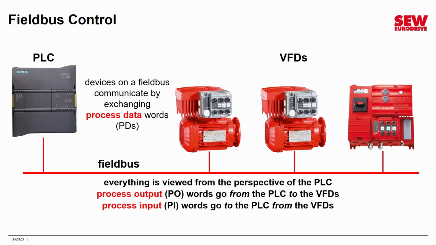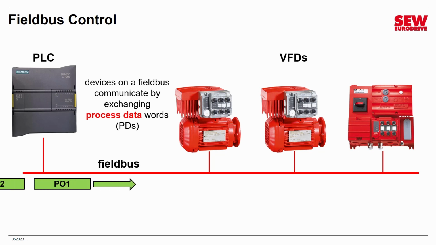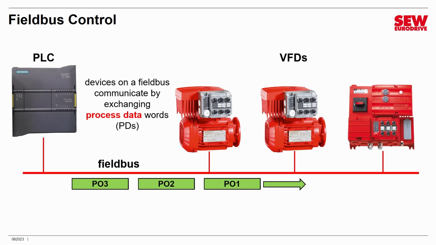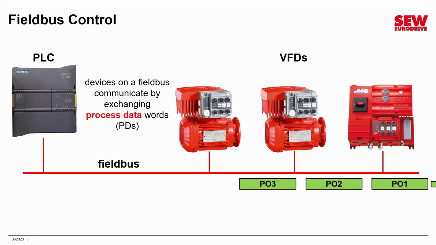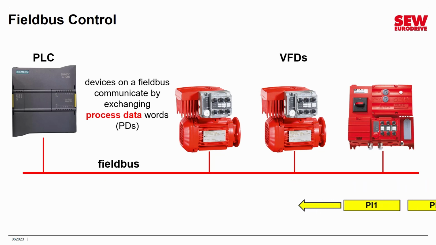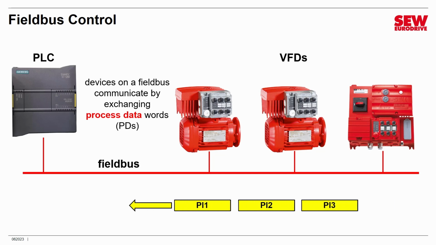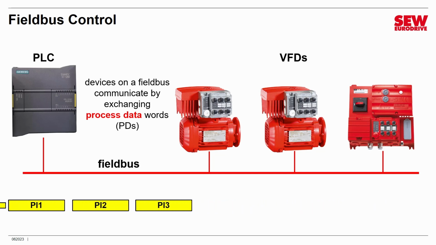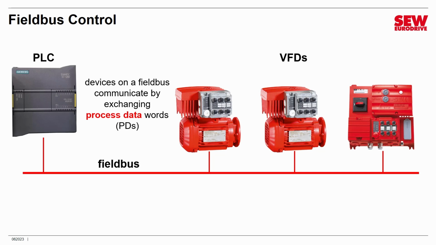Let's say our PLC is trying to control the Z8 field distributor, which is the one on the far right. It would transmit process output words onto the fieldbus. The field distributor would intercept them and control the MOVIMOT, and then it would send process input words back to the PLC, which would provide things like status information. That's the general picture of how fieldbus communication works and the kind of things that you'll see on a fieldbus.